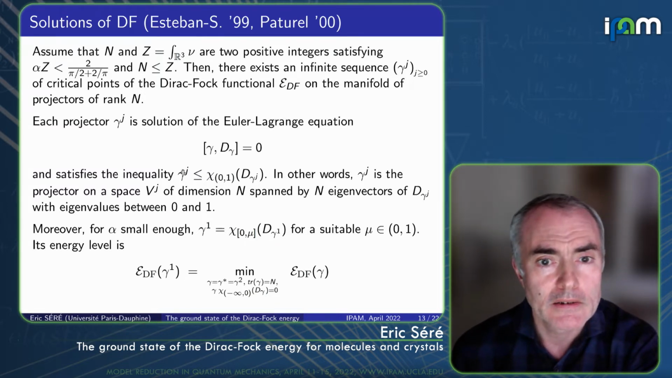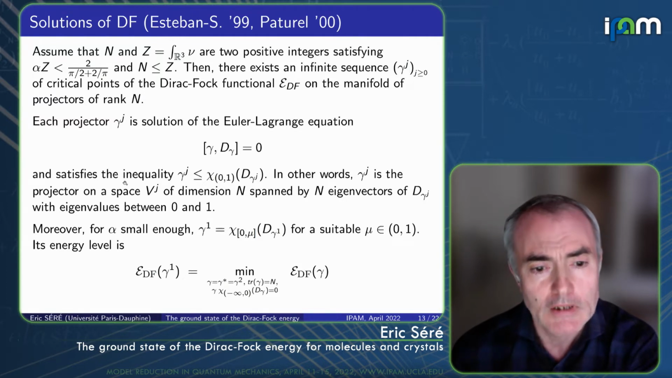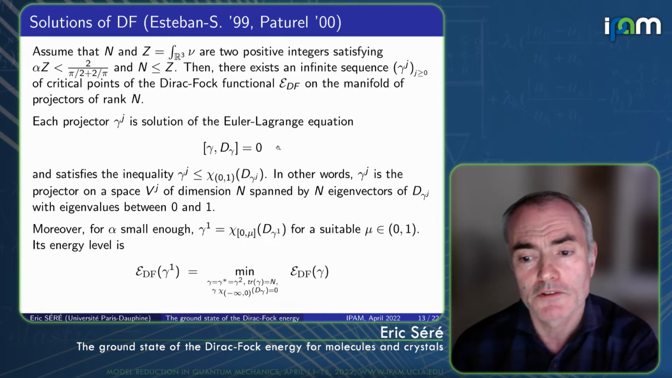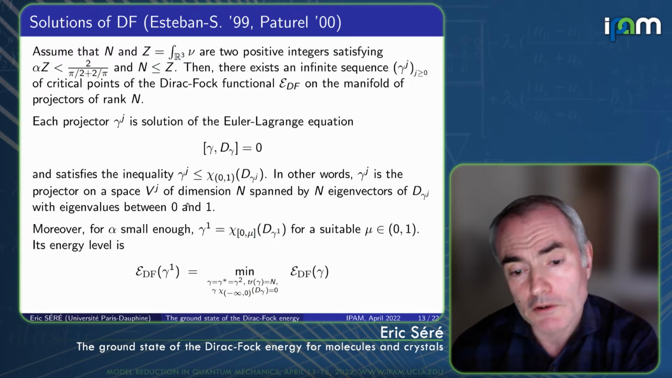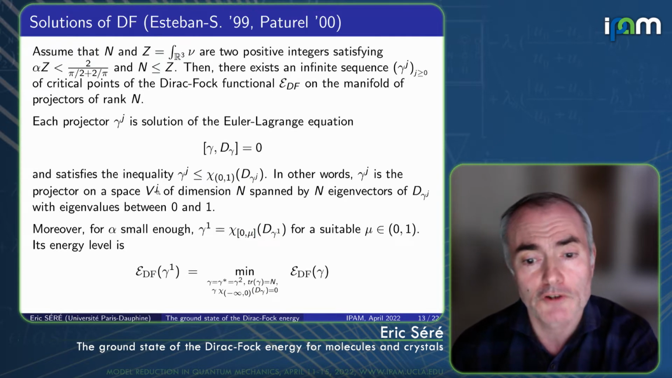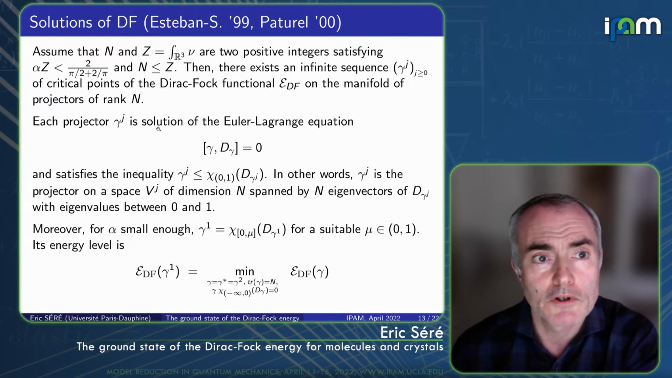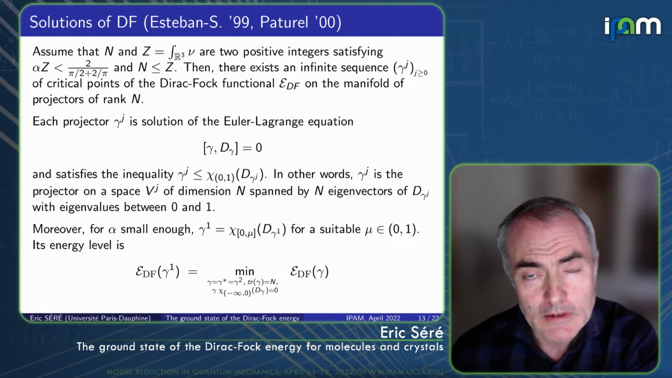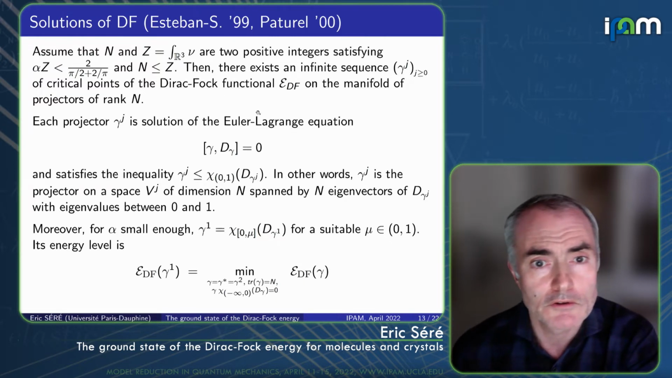Okay, and so in fact, if you put all these constraints, you can prove the existence of solutions of this equation, the commutator of gamma and D_gamma equals 0. You can even prove the existence of infinitely many of them. And of course, one of them has the smallest possible energy. You can try to define this as a ground state. This was done by Maria Esteban and myself in 1999, but under very restrictive conditions, and then by Eric Paturel in a very, very general case.